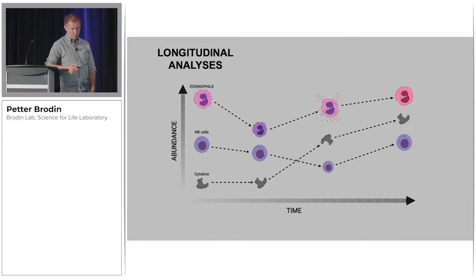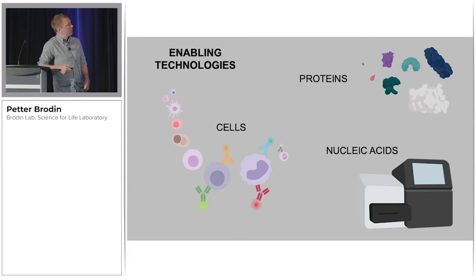Mass cytometry is one of them. Protein analysis, we can now measure hundreds of plasma proteins very easily and accurately. We favor a method called Olink by a Swedish company, which gives very accurate data using dual recognition antibodies and PCR readout. And then obviously you all know about the enormous advances made in sequencing technologies, which are now enabling global analysis of nucleic acids, but also cells and proteins.